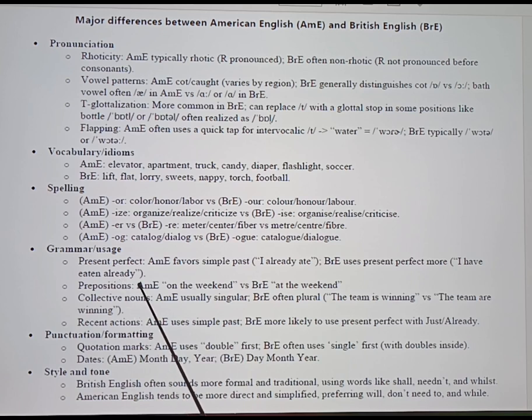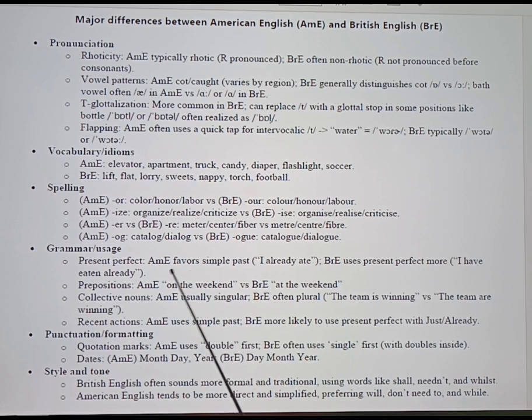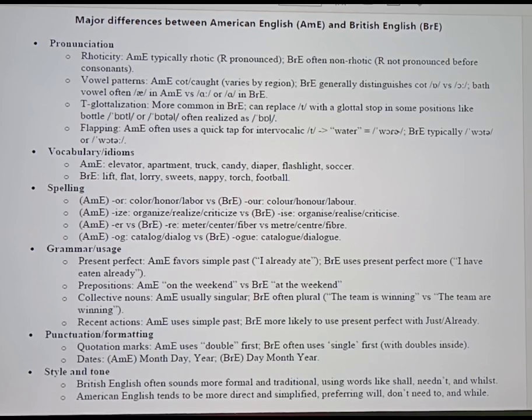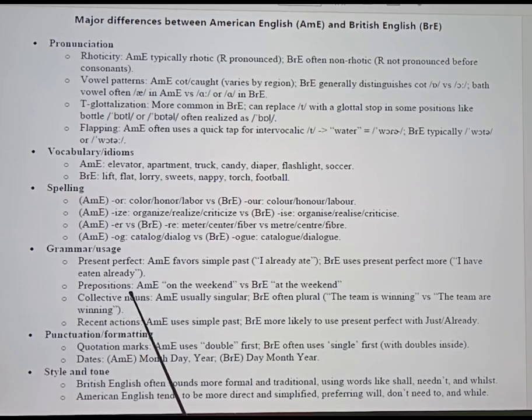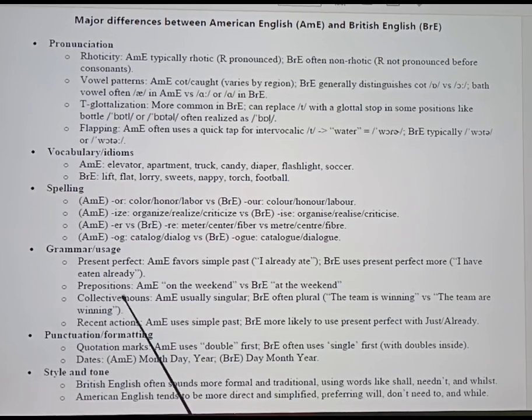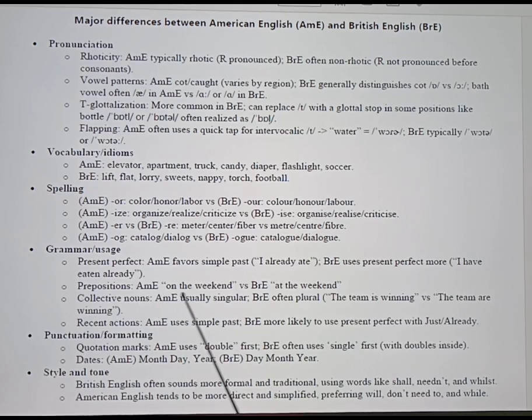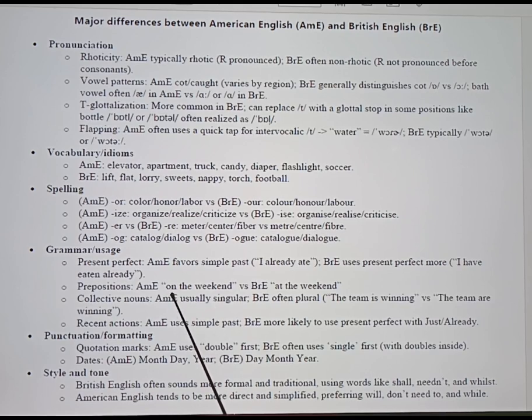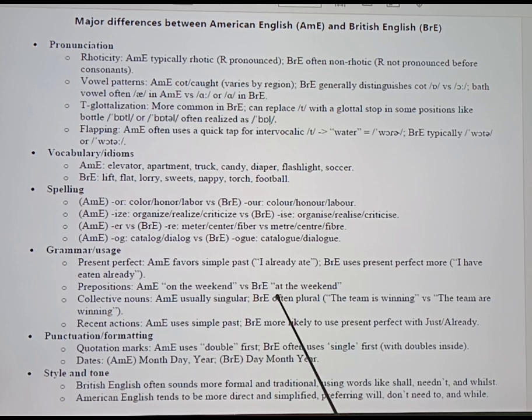This is very important to note that, for example, in America, people or Americans favor simple past tense, like I already ate. However, British English uses present perfect more often, like I have already eaten. All right. And the preposition on the grammar might also be different across these two varieties of English. For example, in America, we have on the weekend, on, note this preposition, versus British English that uses at the weekend, at. All right.